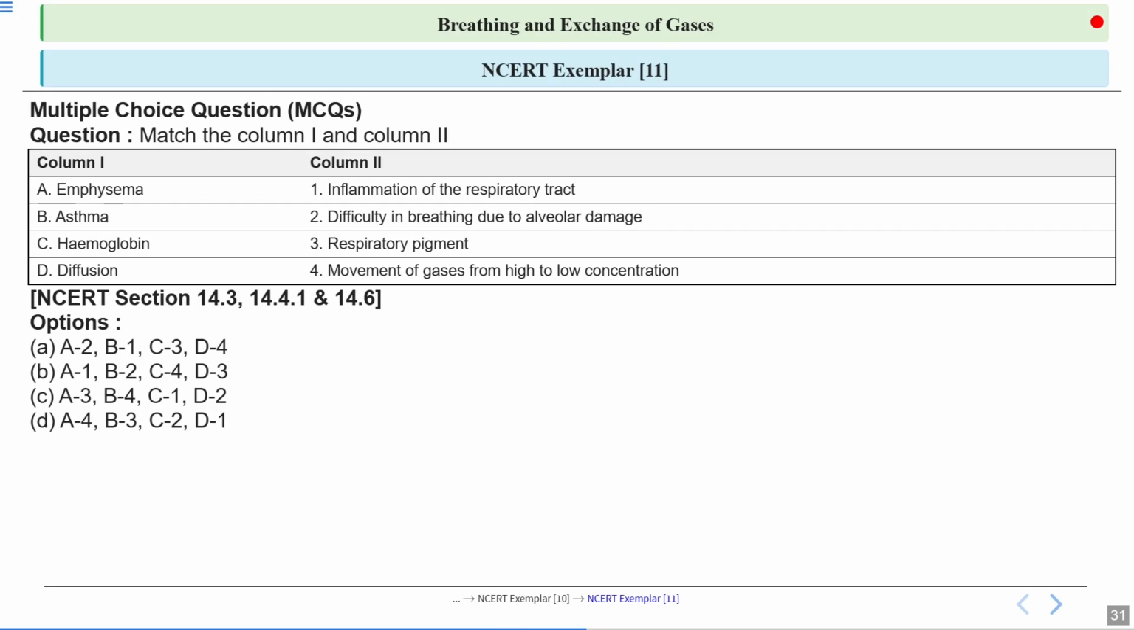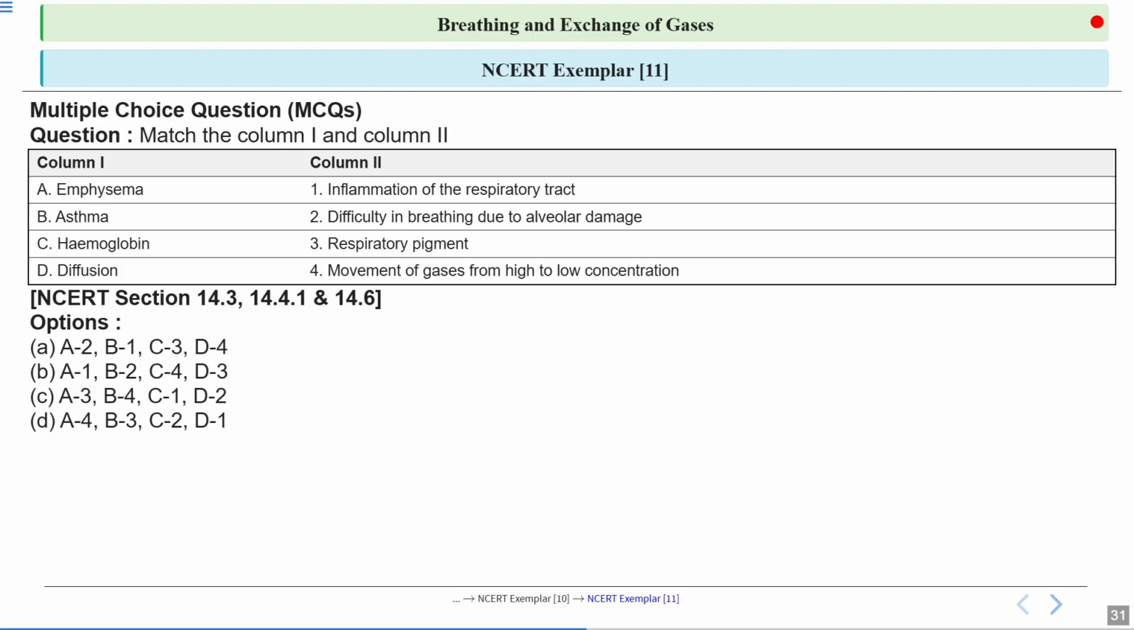Next question. This is the match the column type of question. So column 1 and column 2 are there. Let us see what are the items given in column 1. A, emphysema; B, asthma; C, hemoglobin; and D, diffusion. Column 2. First, inflammation of the respiratory tract. Second, difficulty in breathing due to alveolar damage. Third, respiratory pigment. And fourth is the movement of gases from high to low concentration.